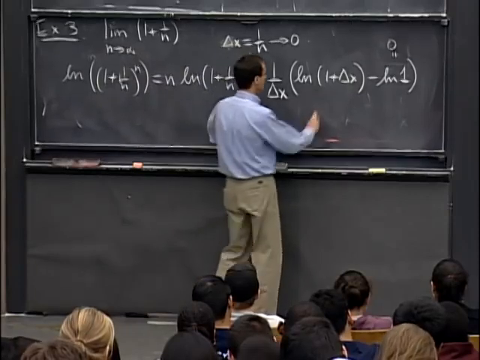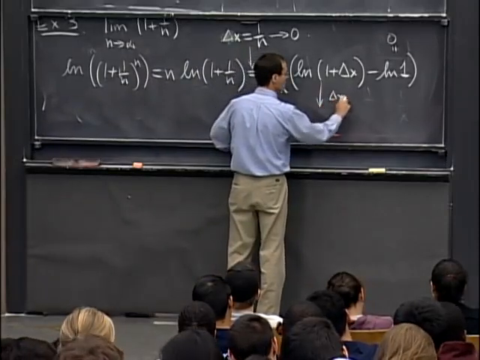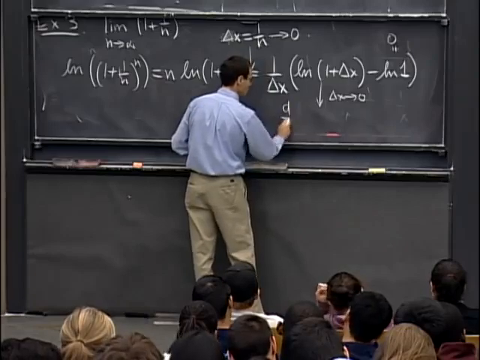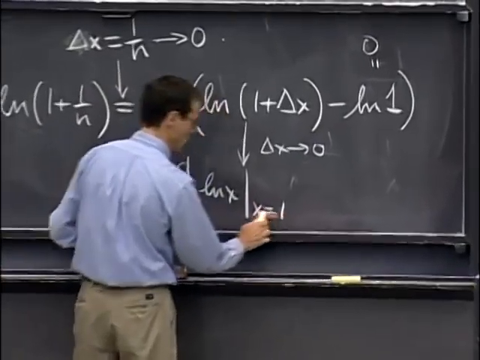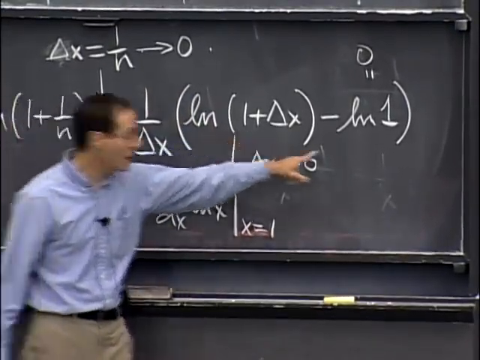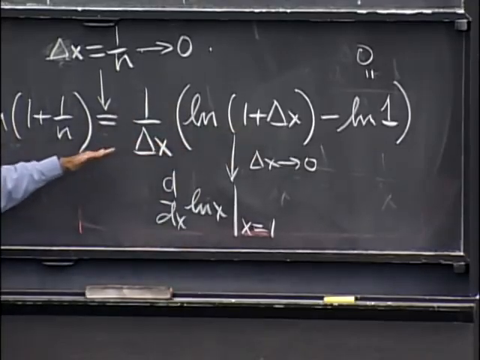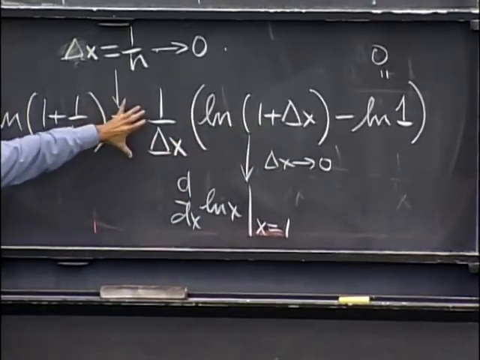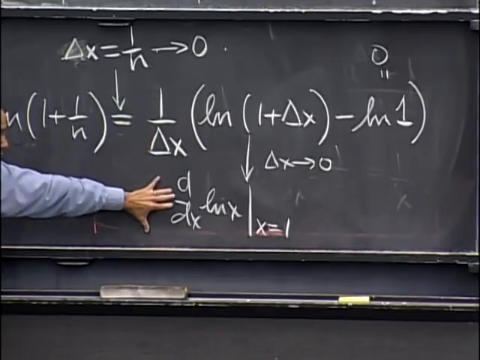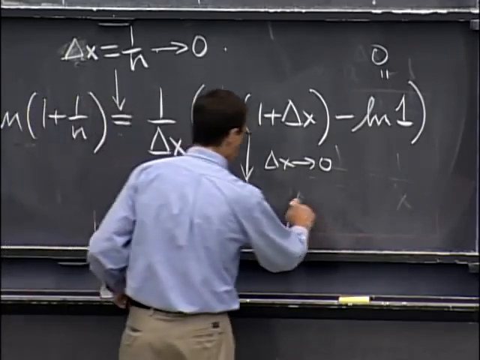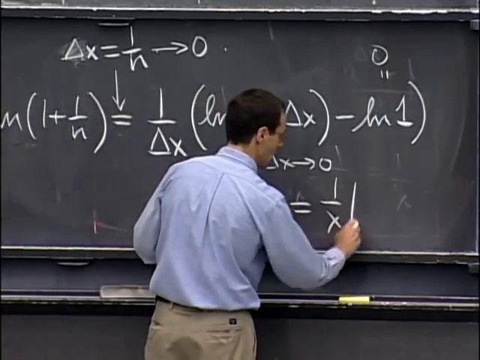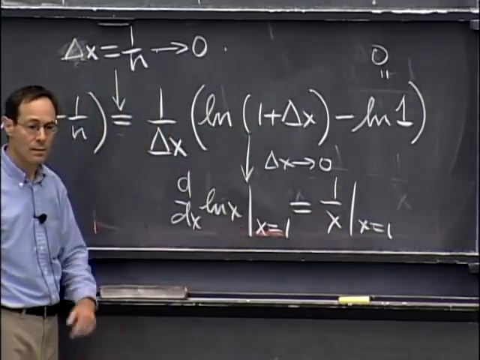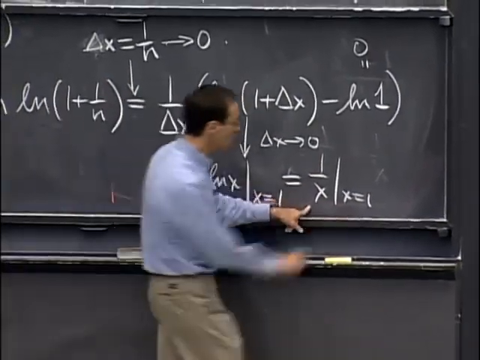Okay, so this is, in the limit as delta x goes to 0, equal to the derivative of log x, where the base point is x equals 1. That's where we're evaluating it. That's the x0, the base value. So this is the difference quotient. That's exactly what it is. And so this, by definition, tends to this limit here. But we know what the derivative of the log function is. The derivative of the log function is 1 over x. So this limit is 1.